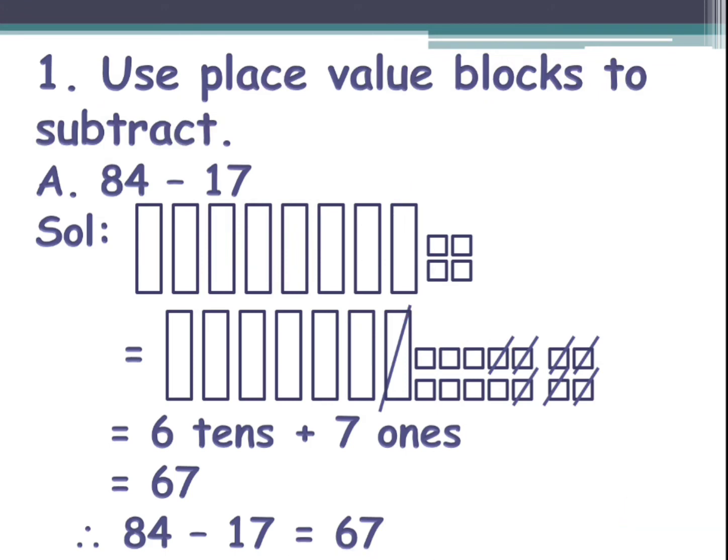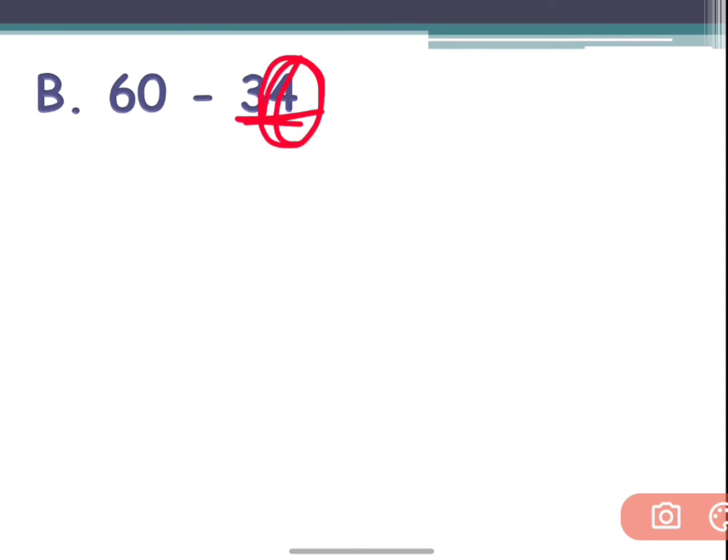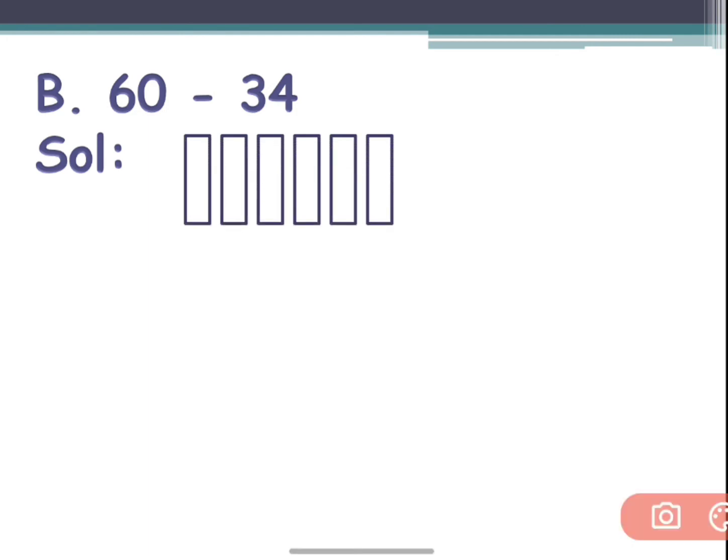Let's do another sum. 60 minus 34. So 60, 6, 0. You don't have any ones, isn't it children? Only tens you have. But we need to subtract 34, where in ones you have 4, isn't it? So let's draw 60 first. Here there are 6 rectangles which represent 60. 1, 2, 3, 4, 5, 6. Now you have to remove 34.